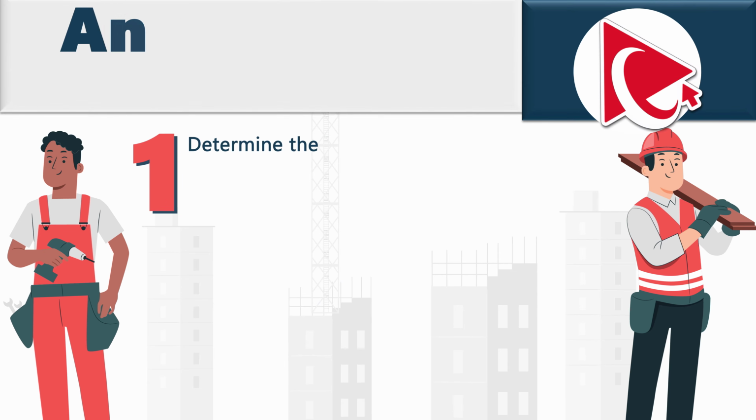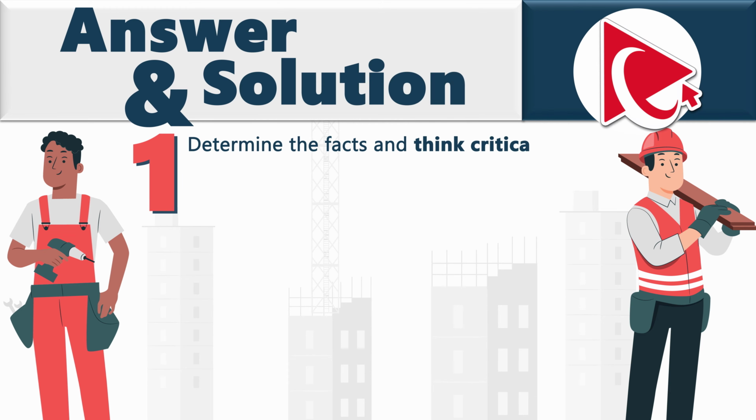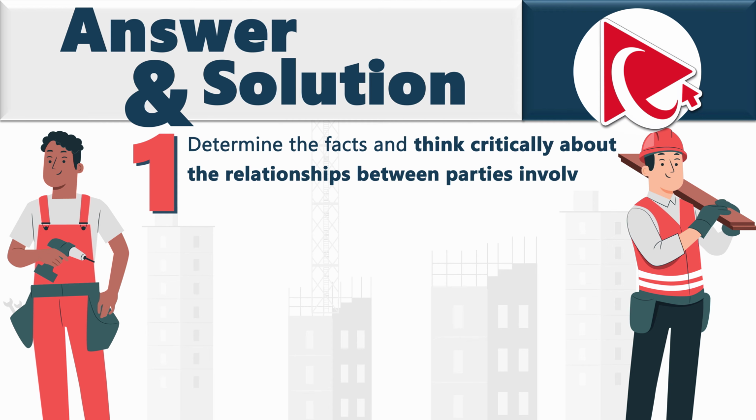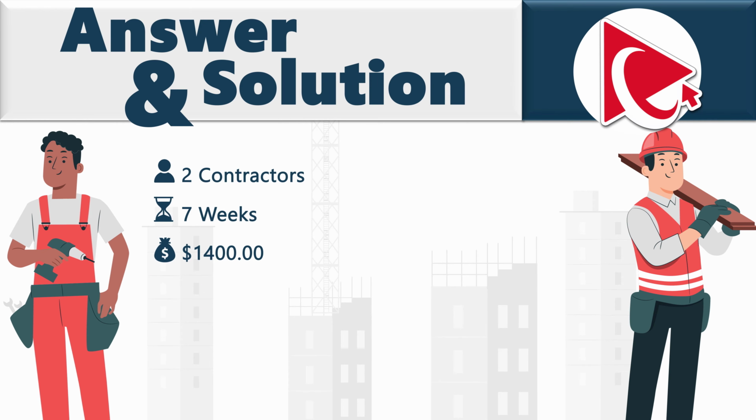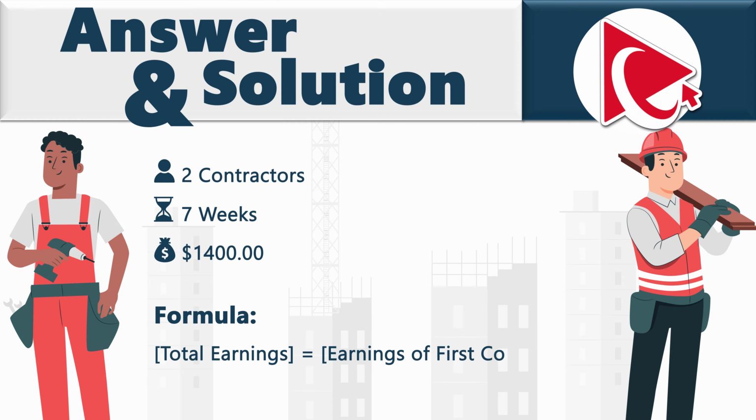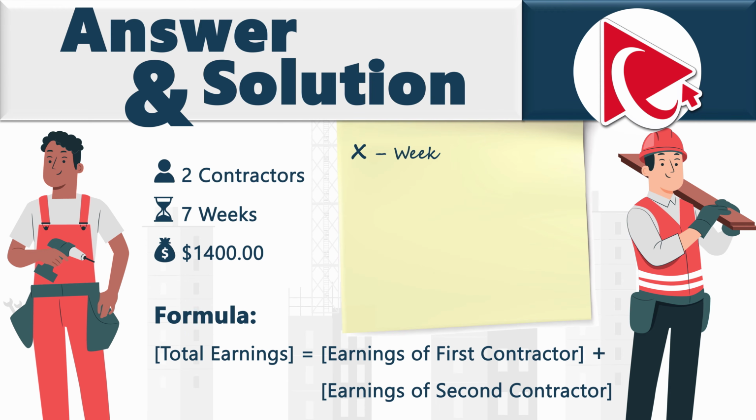In the first step, we need to determine the facts and think critically about the relationships between parties involved, as well as duration of the project and effort. We have 2 contractors, we have 7 weeks of effort, and we have total spend of $1,400. Because we have 2 contractors here, our total earnings would be earnings of the first contractor plus earnings of the second contractor. Let's establish variable X to calculate weekly earnings.